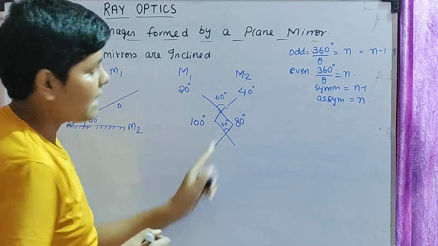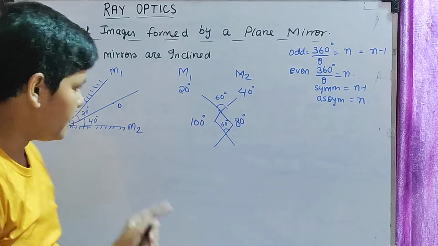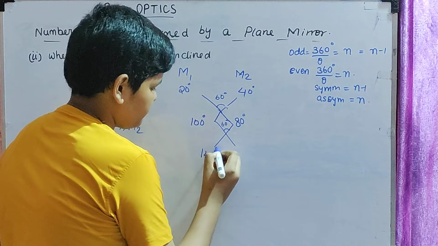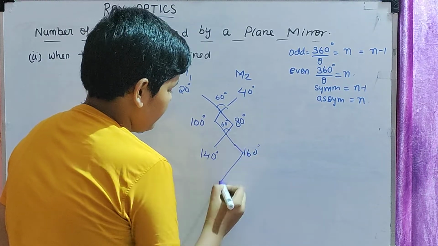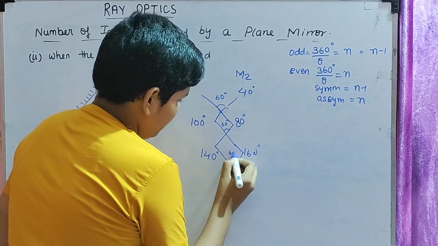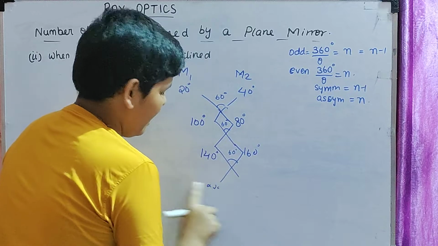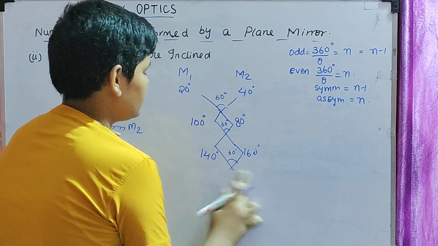Now you have to keep on adding them until it reaches either 180 or more than 180. Now 60 plus 80 is equal to 140 degrees, and 60 plus 100 is equal to 160 degrees. Again we can continue with 60 over here. 60 plus 160 is equal to 220. We have to stop it. We should not do it further. 140 plus 60 is equal to 200. So we stop it over here.